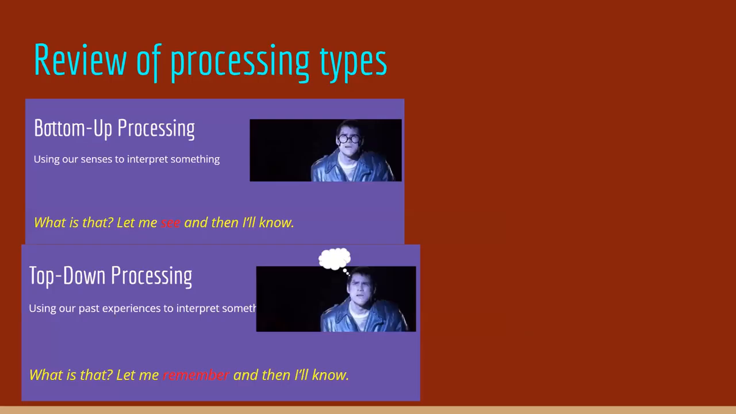All right, so let's remember the 2 types of processing: bottom-up and top-down. Bottom-up is basically when we use our senses. Imagine you step on a nail; that goes from the bottom, your foot, up to your brain. That hurt. That's bottom-up processing. Top-down is using our past experiences. So I remember something: oh, I know what it is. It starts up in your brain, then it goes down.